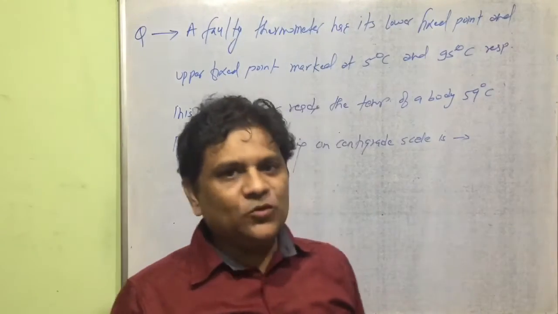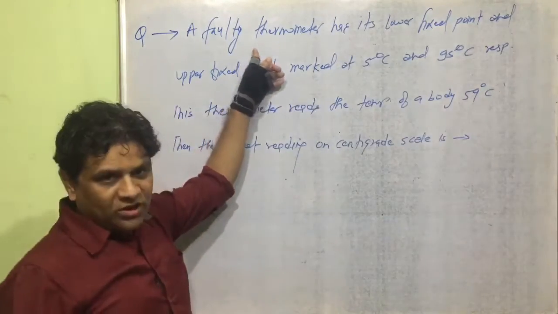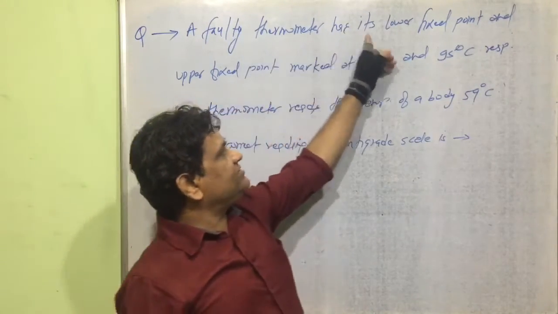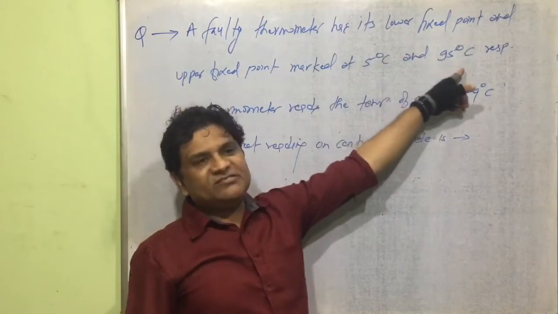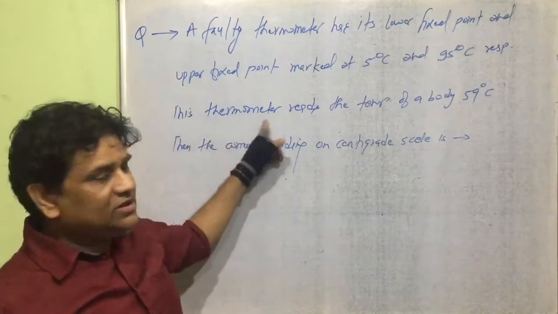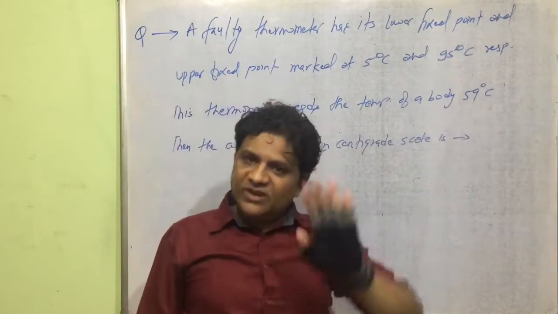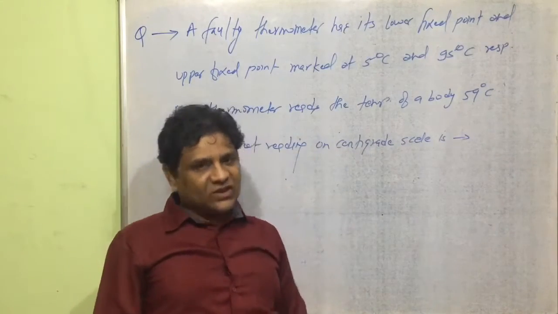Now we can discuss a few questions related to the faulty thermometer. The first question is on the board. A faulty thermometer has its lower fixed point and upper fixed point marked at 5 degrees Celsius and 95 degrees Celsius. This thermometer reads the temperature of a body as 59 degrees Celsius. Then the correct temperature on the centigrade scale is?